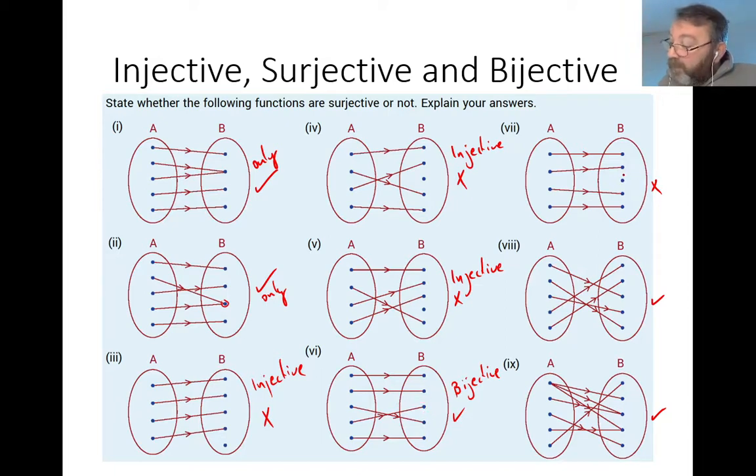This one here, again, we can see there's an element of B not used up, so it is injective, because it's one-to-one. This one here, all of them are used up, and are they unique? Well, that's unique, yeah. That one there, yeah, they're all unique. So in this case, you also have a bijective function, because one-to-one and all used up.